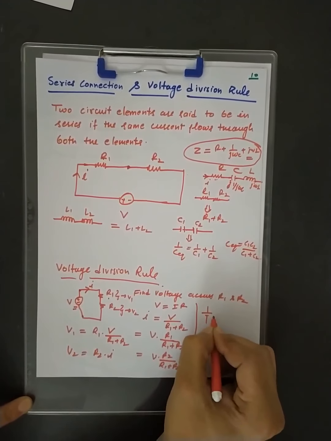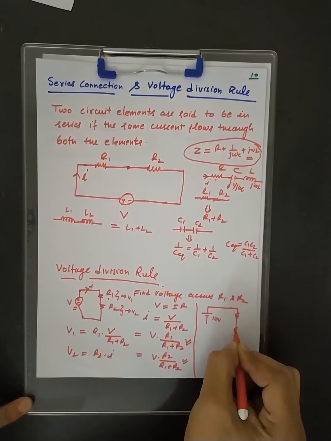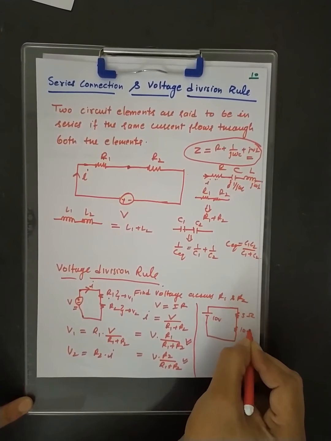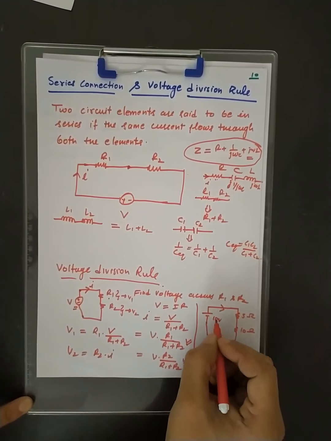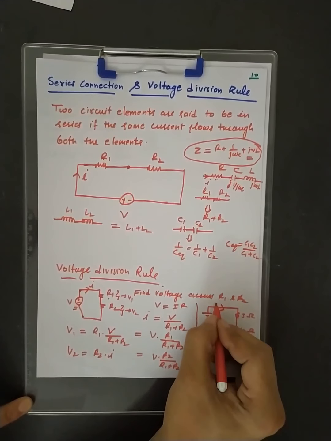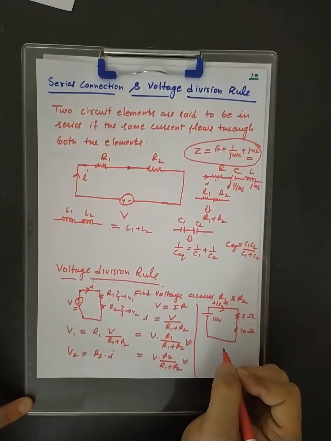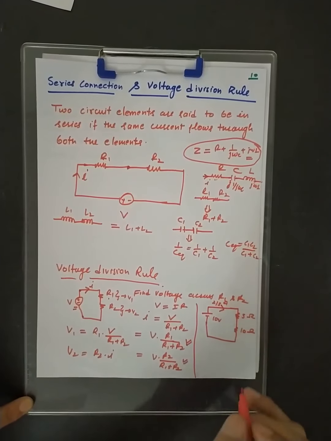Suppose this one is your 10 volt, this one is 5 ohm, and this one is your 10 ohm. So what is the value of current? 10 divided by 15, that is 2/3 ampere. Current is flowing across this. Now you are supposed to find out the voltage across this 5 ohm resistor.